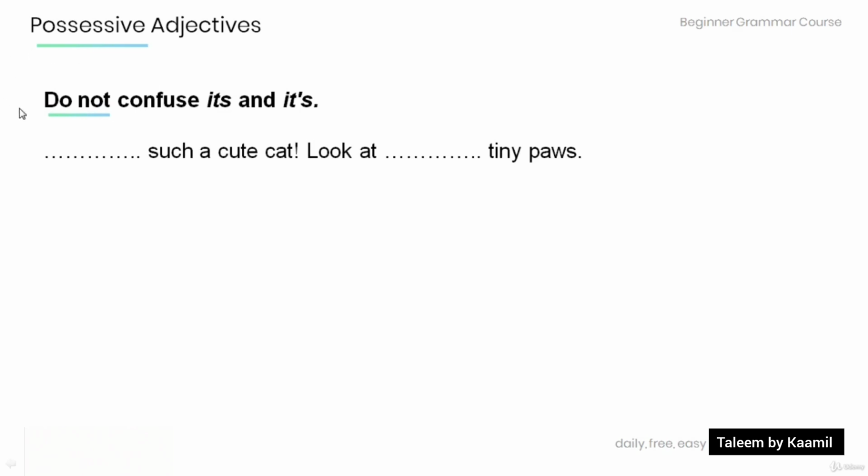Also, remember not to confuse its and it's with an apostrophe. Read the following sentences and fill in the gaps using the appropriate possessive adjective. Such a cute cat. Look at tiny paws. It's such a cute cat. Look at its tiny paws.